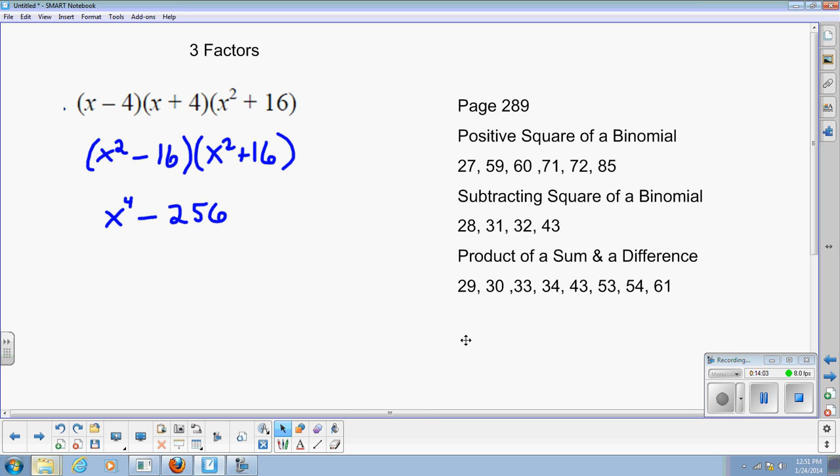I do want you to do these problems in the order you see them on the screen. Start with doing all the positive ones first, then do the subtracting square of a binomial, followed lastly by doing the product of a sum and a difference. If you do them that way instead of the numerical problem order, you'll have a better chance of being able to start getting familiar with the pattern that you see.